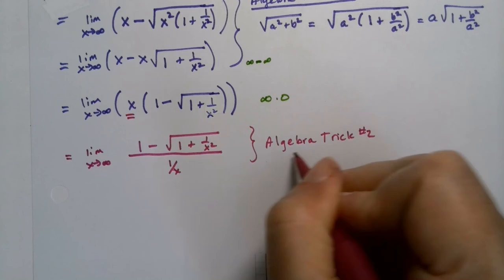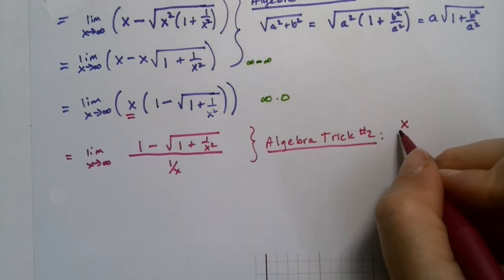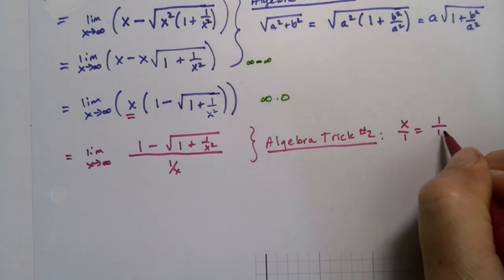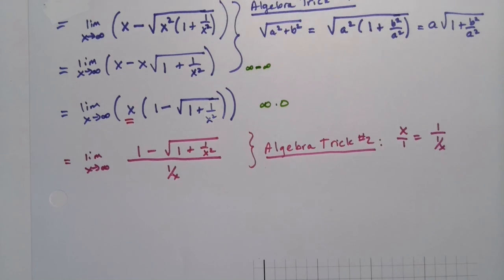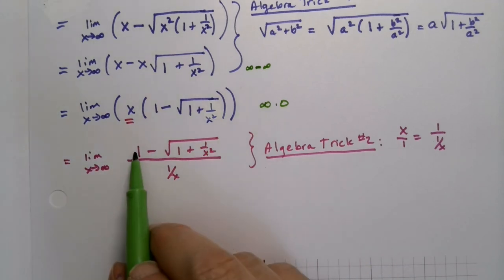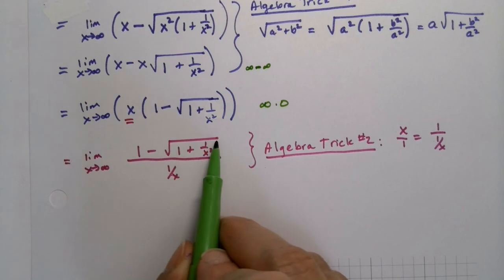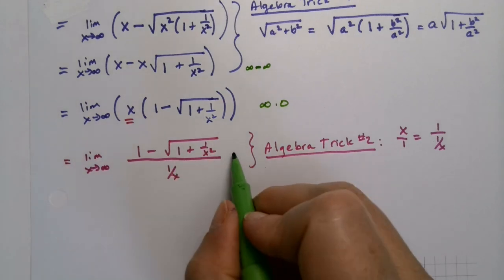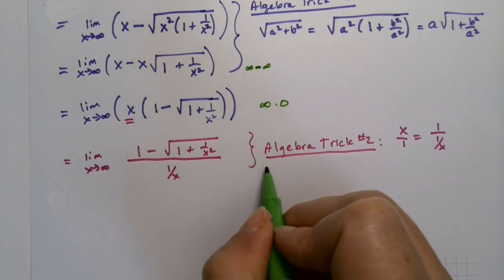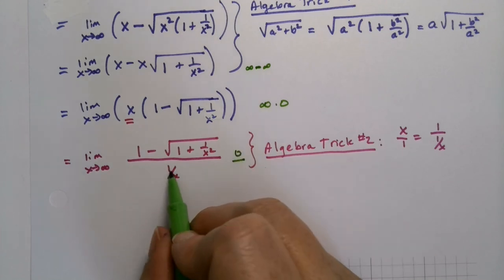It's the same one as the previous page. X over 1 is the same thing as 1 over x. Same trick we used before. All right, now let's check my form. This is 1 minus square root of 1, right? Because that's 0 right there. So my form now is 0 divided by 1 over infinity is 0.